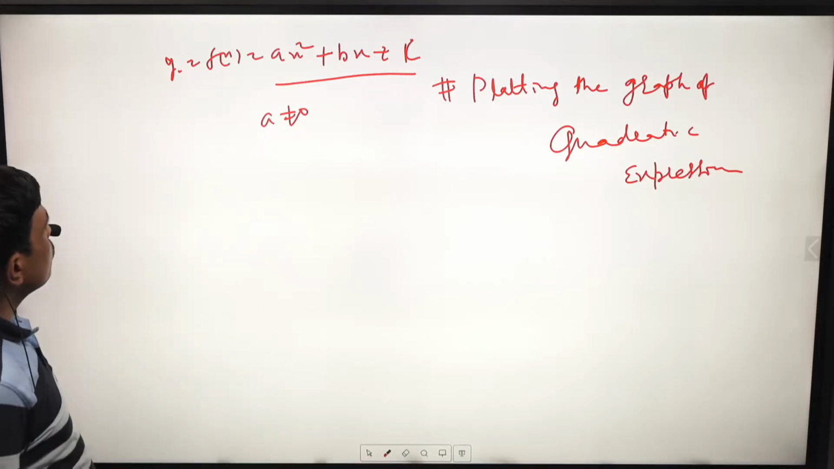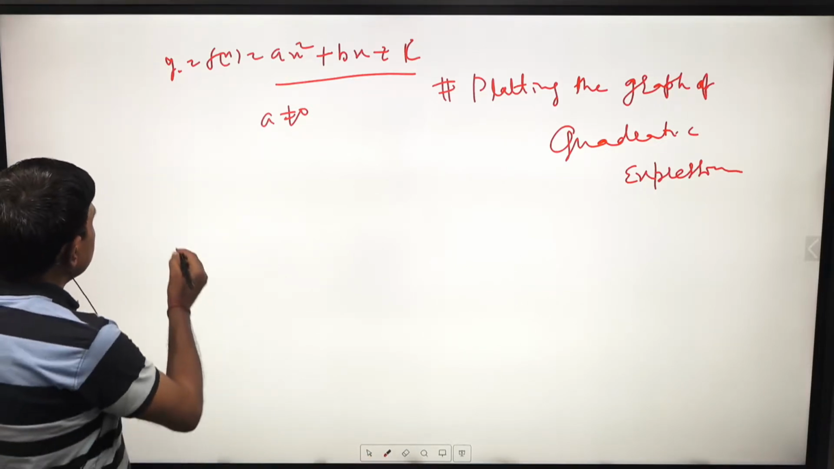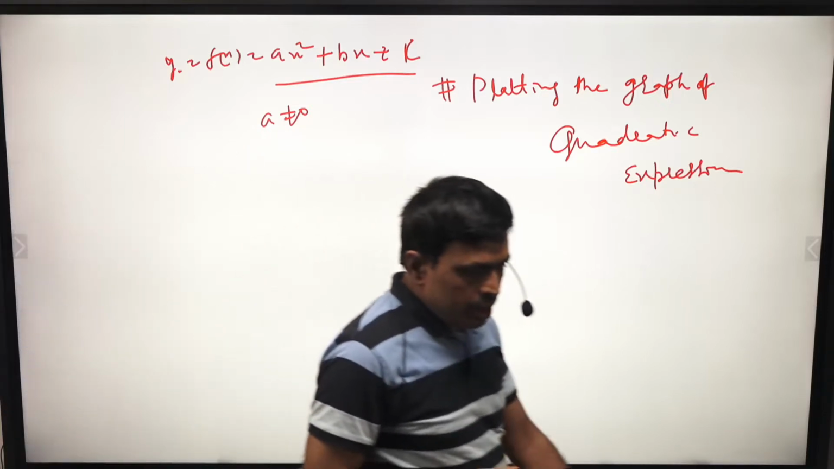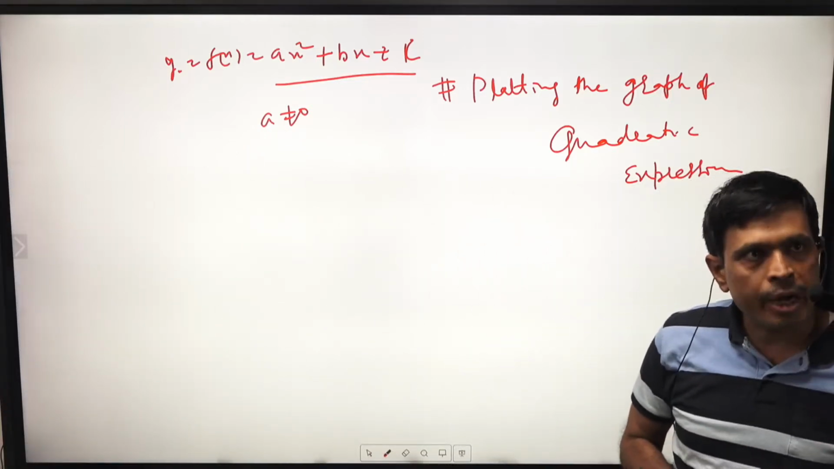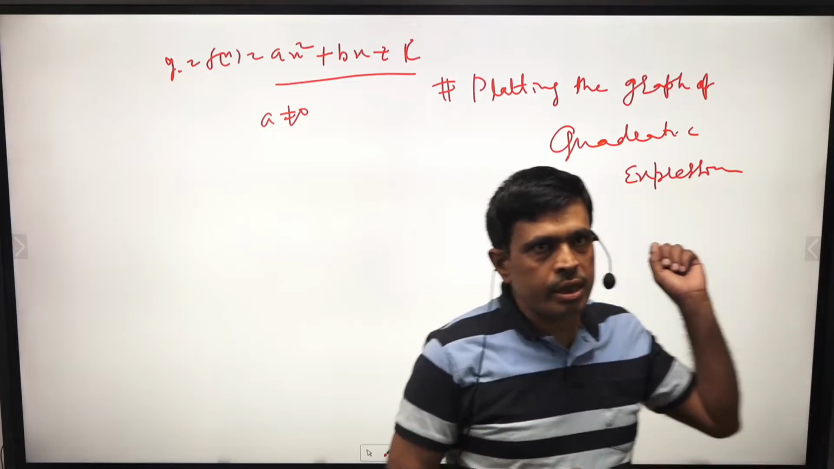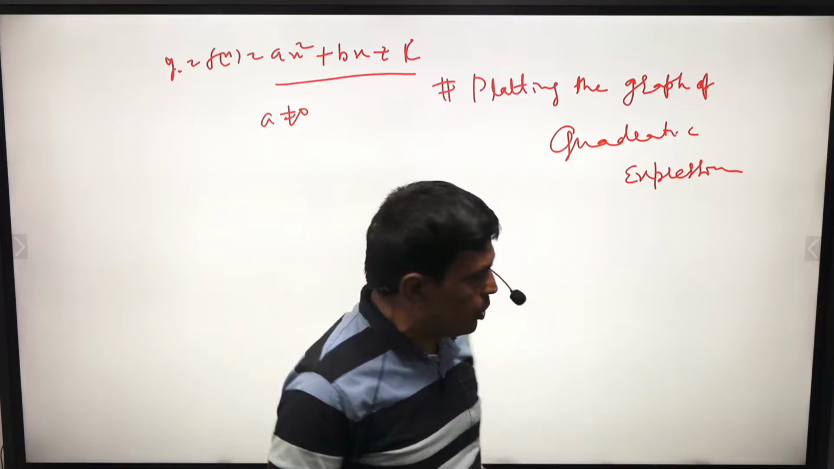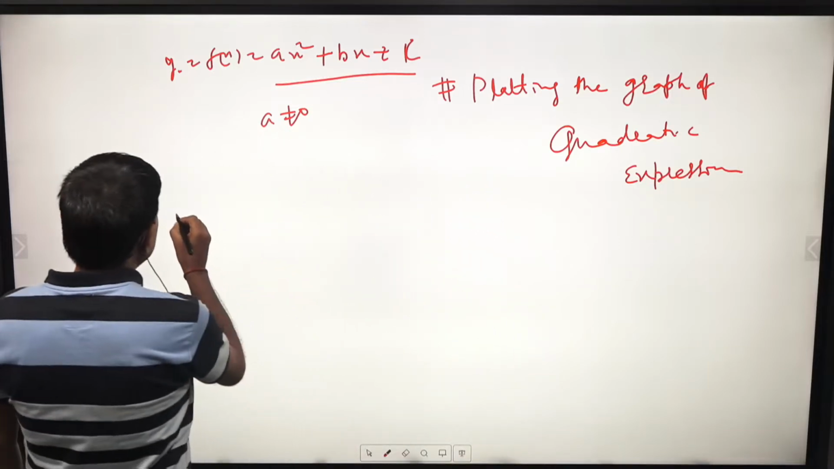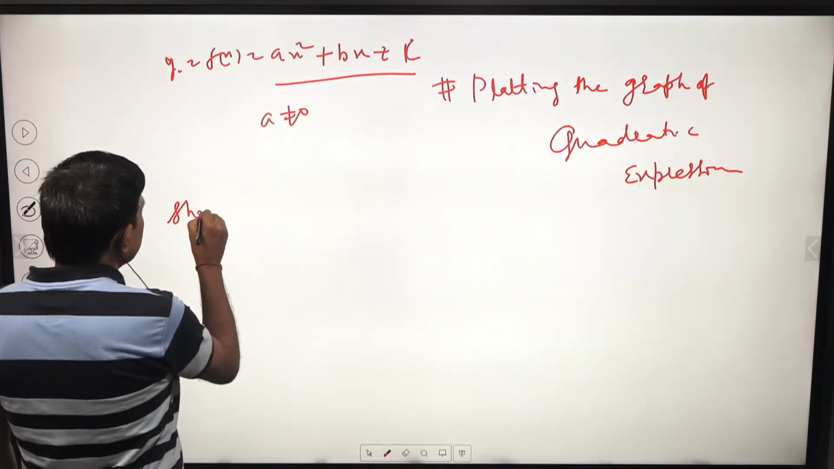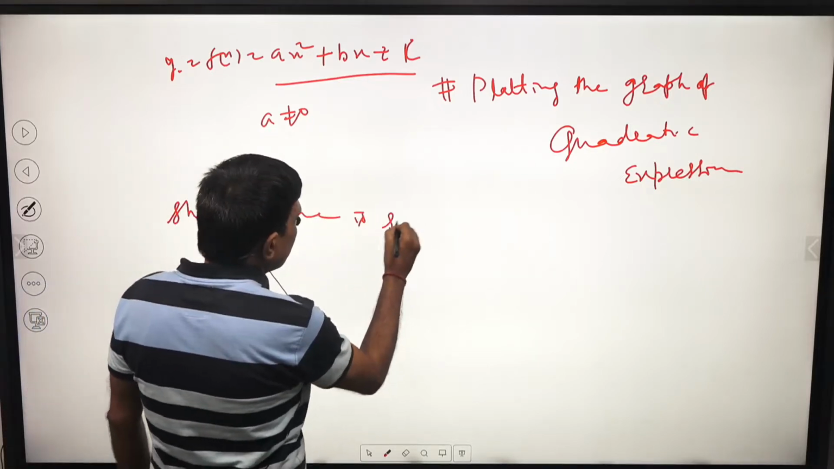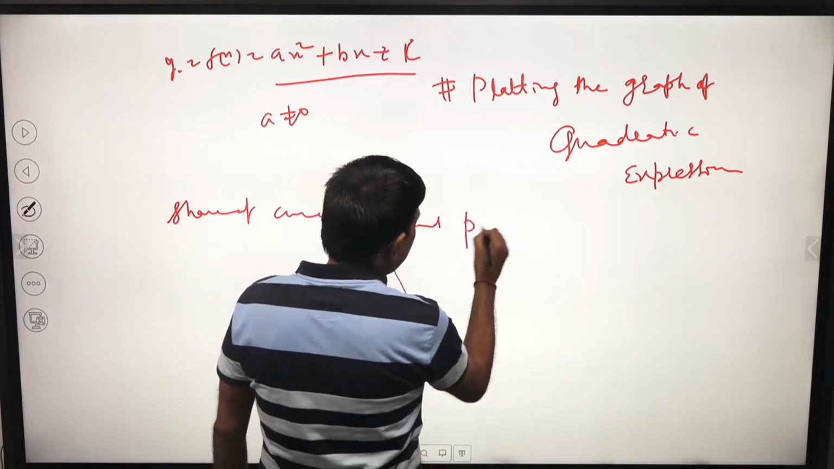Okay. So first of all, this quadratic curve represents the parabola, because this curve has a 2-degree equation. So this shape of curve is called a parabola.